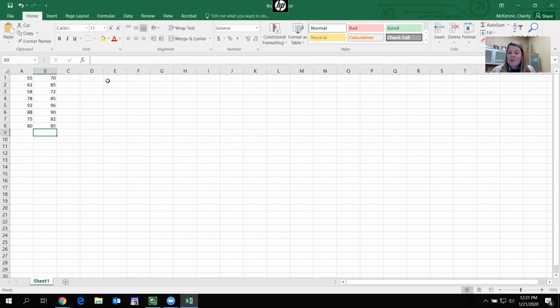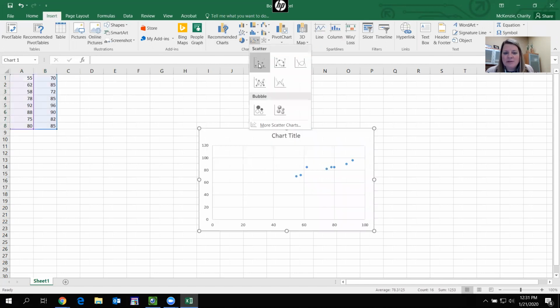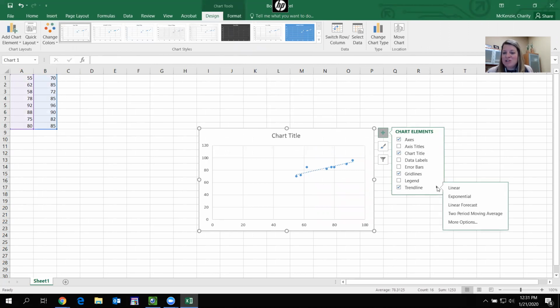Okay, they lined up. So I put my data in, and then I can highlight it, and I'm going to go to Insert, and I want to insert a scatter plot. Okay? So I insert my scatter plot. Here's where it's a little tricky. If you have the newer version, you can see this plus that comes up. So I'm going to do plus, and I want a trend line. So I click trend line, but to get to the options, I have to click here.